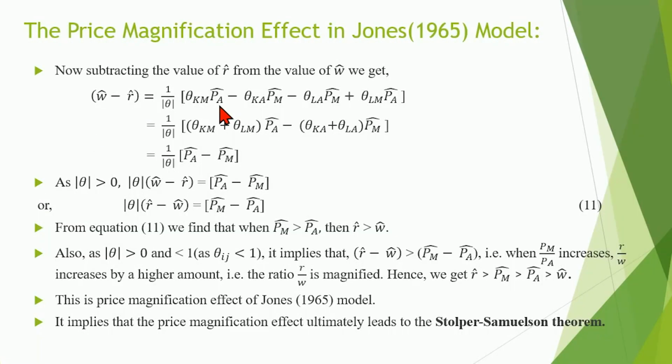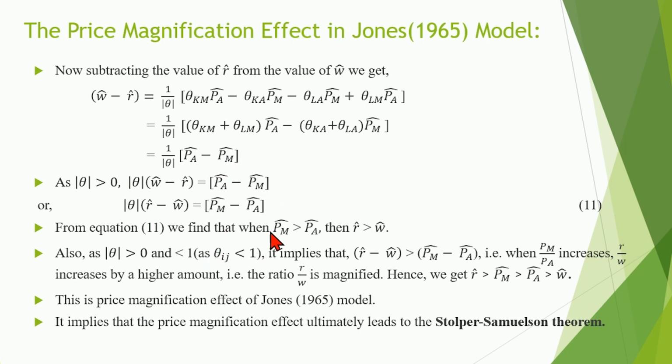Now we subtract the value of R hat from W hat, putting the expressions of W hat and R hat, and by solving those expressions we get this: W hat minus R hat is equal to 1 by mod theta into PA hat minus PM hat. Now we just saw that mod theta is greater than 0. So here we see that if PA hat minus PM hat is greater than 0, then W hat minus R hat will be greater than 0.